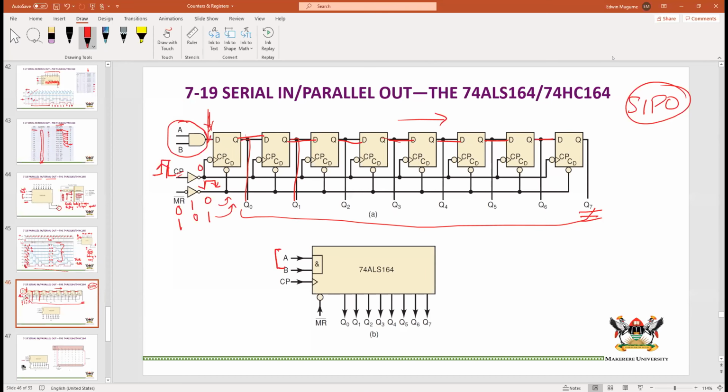Now our two inputs are shown here with an AND gate. This AND gate is within the IC, so you don't really see it, but here they've drawn it for you to know that it is embedded within the substrate as part of the integrated circuit. We are ANDing A and B to get the input into the most significant bit flip-flop. Master reset, once again, needs to be 0 for you to master reset. Otherwise, it should be a 1, and we have our parallel outputs there.